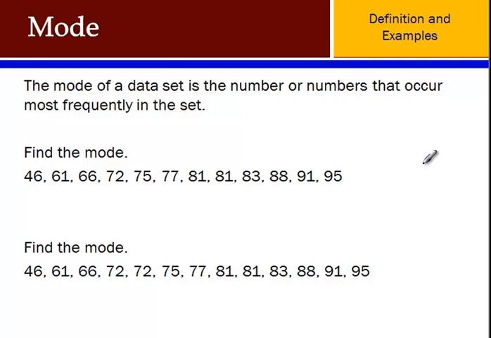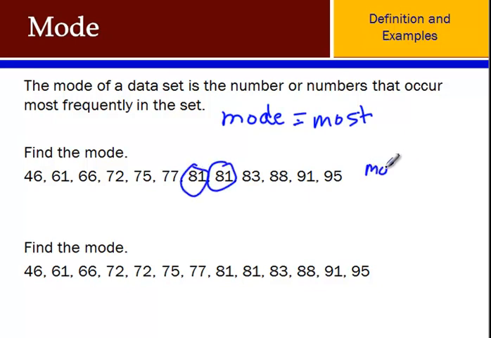Now, the mode of a data set is the number or numbers that occurs most frequently, so keep in mind that mode equals most. And all we have to do is find the number listed in the set the most number of times. So the mode for our first set here is 81. It is the only number in the set that occurs more than one time.